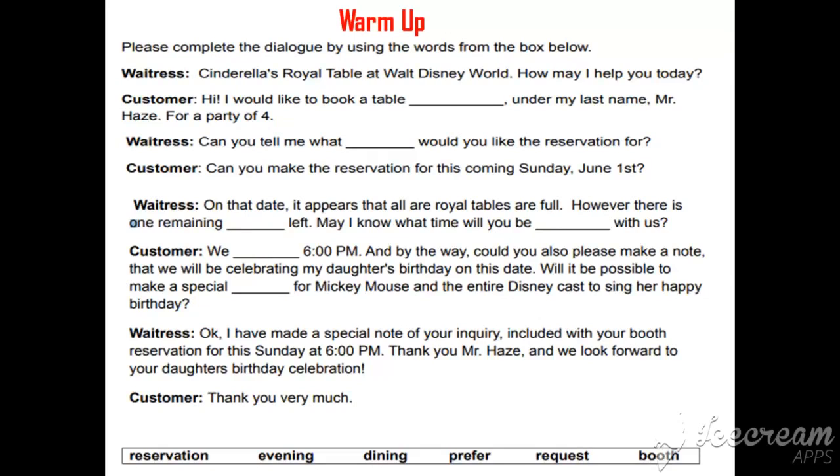Warm up. That's an exercise for you just to warm up for our new lesson. Please complete the dialogue by using the words in the box below. At the end of the slide, you have many words like reservation, evening, dining, prefer, request, and both. Please complete the dialogue with these words. You have 5 minutes to complete it quickly.